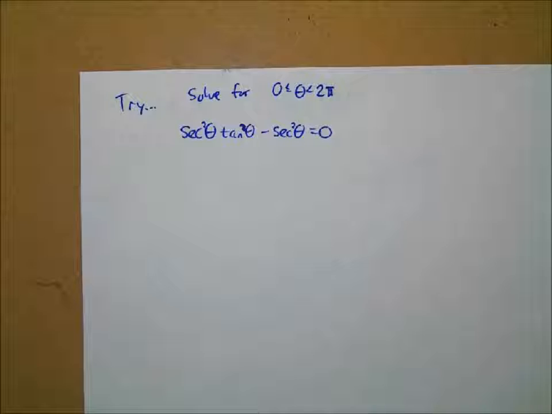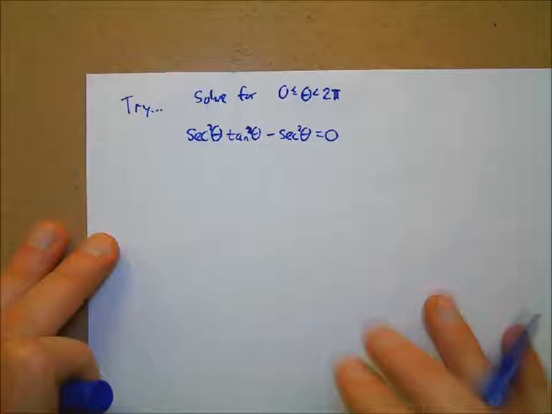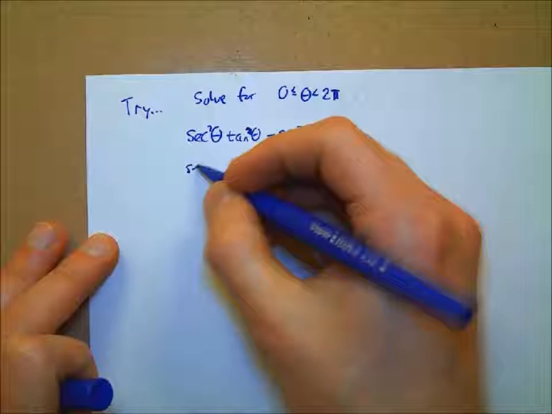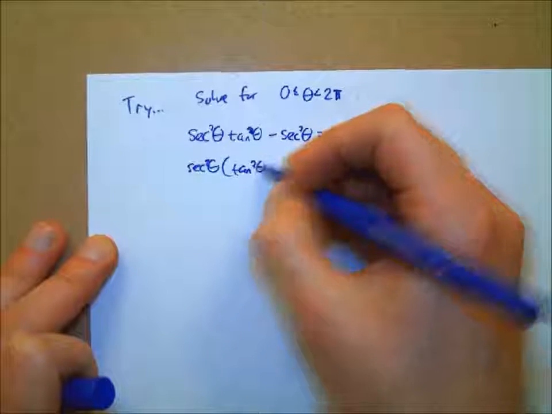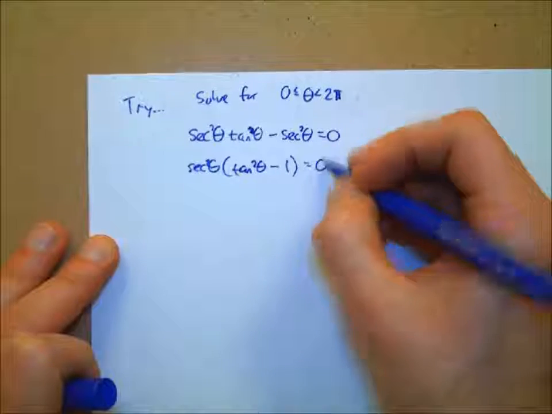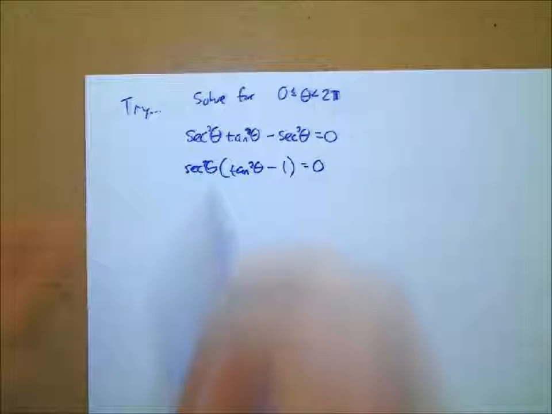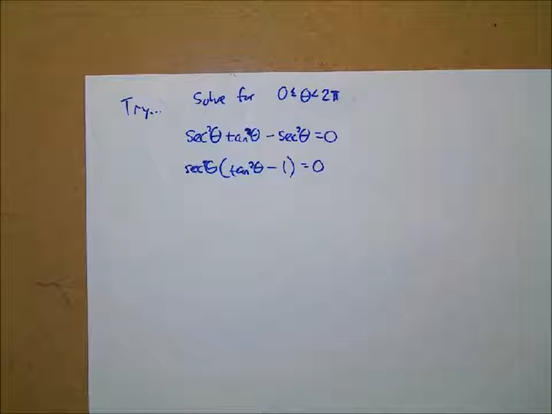So I think after all the discussions, you probably knew you should factor out a secant squared theta here, which would leave you then with tangent squared theta minus 1. Please be careful, folks, that you're factoring out secant squared theta. Don't just drop the theta, okay? That's part of the function.